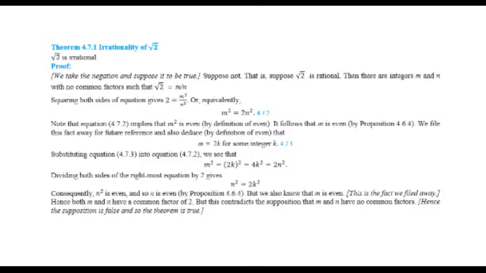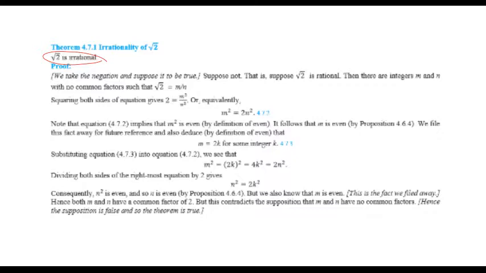Okay, so let's see a bit more difficult example. We are going to prove that square root of 2 is irrational, okay? I'm going to use the method of proof by contradiction. So basically the first step is I suppose that square root of 2 is rational, right?